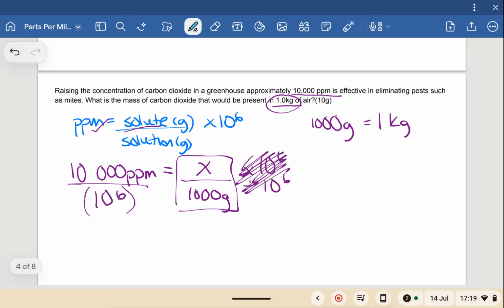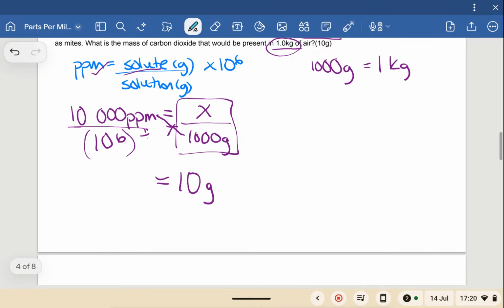If you get to this point, what you can recognize is that you have 2 fractions equaling each other with 1 unknown. The really easy way to solve for this without isolating is to cross multiply, so 1,000 times 10,000, and then divide. In your calculators, you would do your 10,000 times 1,000, get your answer, and then divide by, make sure you put this in brackets, 10 to the power of 6. If we do that correctly, you should see your solute is 10 grams.